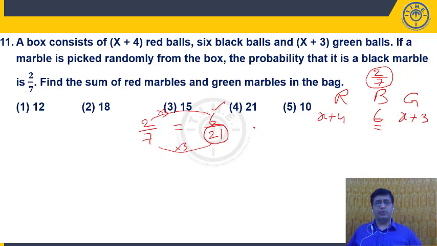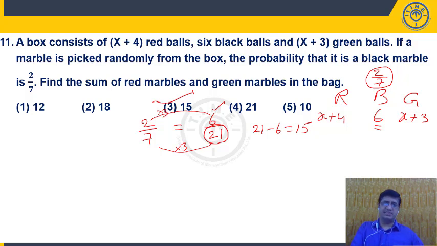So what are the remaining marbles? 21 minus 6 is equal to 15. So what is the right choice? Option 3. The right choice is the third choice. So 2/7 is equal to 6/21 when black marbles are 6 and total marbles are 21. The remaining marbles other than black are 21 minus 6, which is equal to 15. The right choice is option 3.